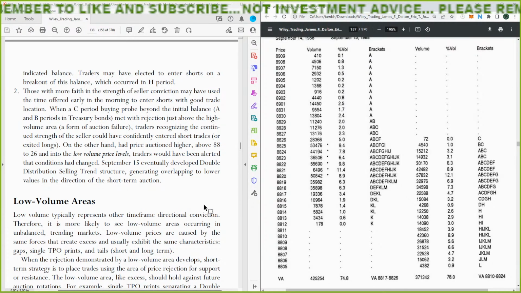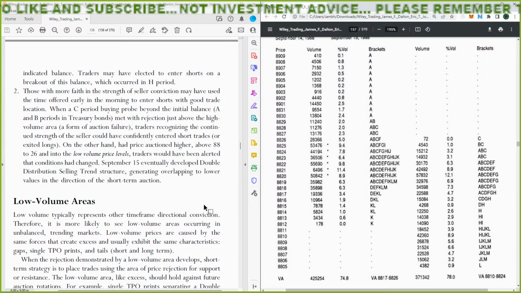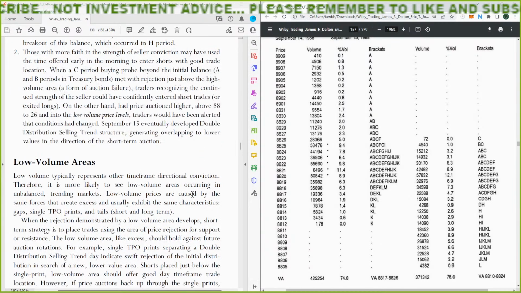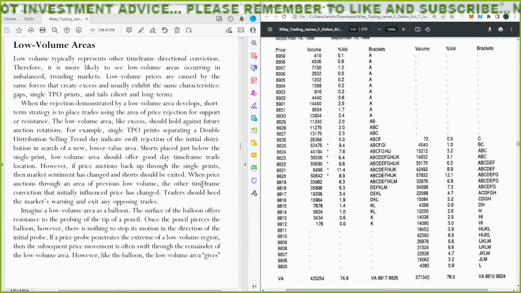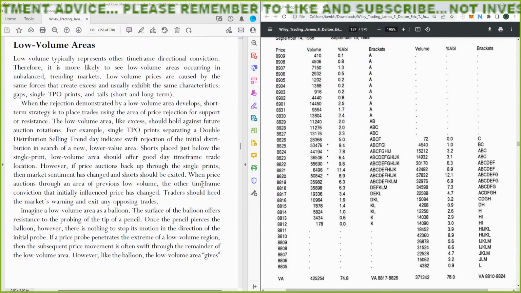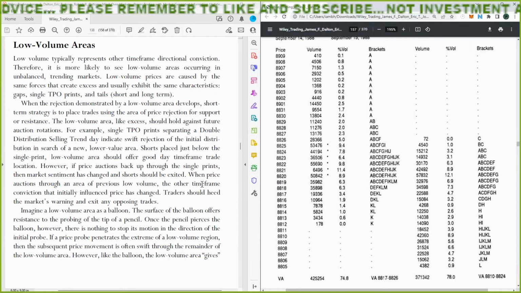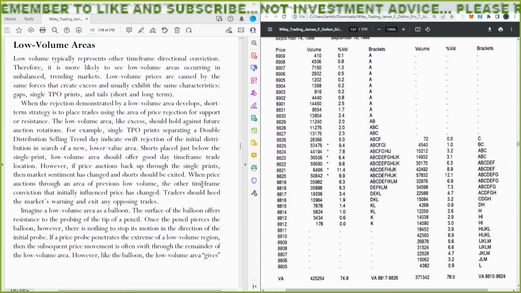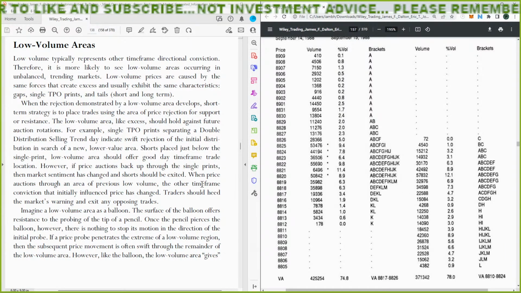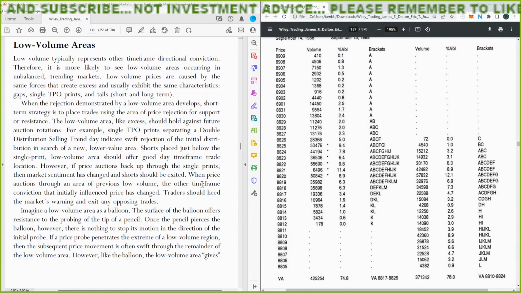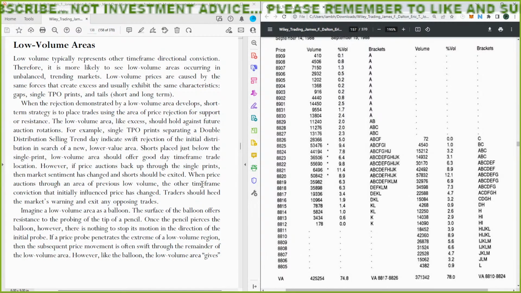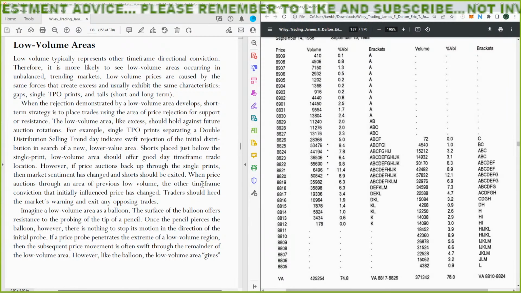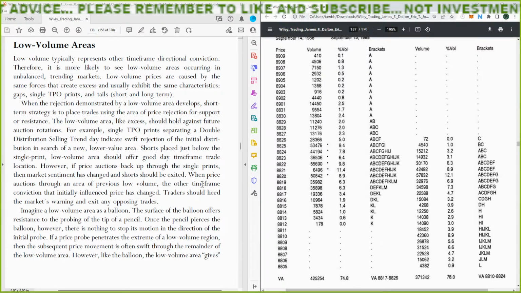September 15th eventually developed a double distribution selling trend structure, generating overlapping to lower values in the direction of the short-term auction. Low volume areas. Low volume typically represents other time frame directional conviction. Therefore, it is likely to see low volume areas occurring in unbalanced trending markets. Low volume prices are caused by the same forces that create excess and usually exhibit the same characteristics: gaps, single TPO prints, and tails, short and long term.